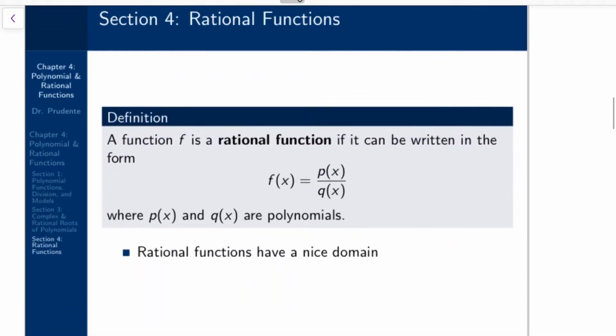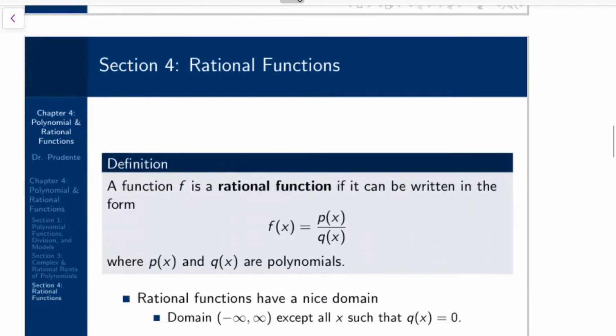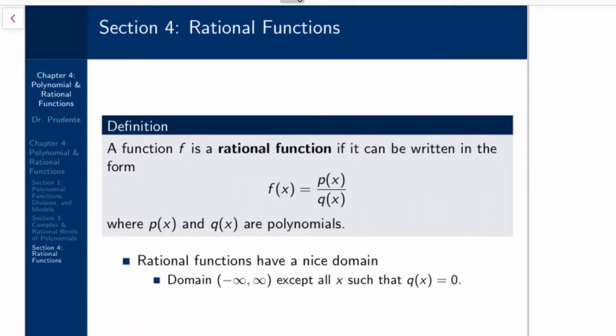Right? These are nice because they have nice domains. They're defined on really nice parts of the graph. And you can say the domains are going to be all real numbers except spots where our denominator is equal to 0. The one thing we can't have is a fraction that's some number like 5 over 0. I never want that denominator to be 0.